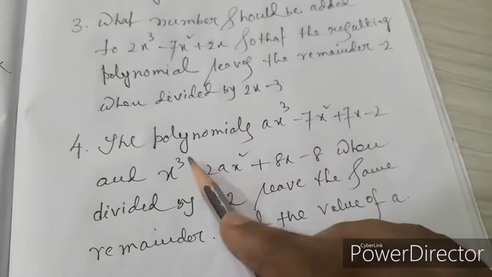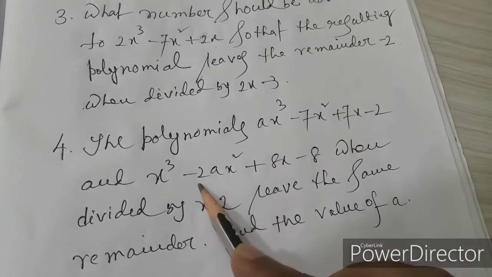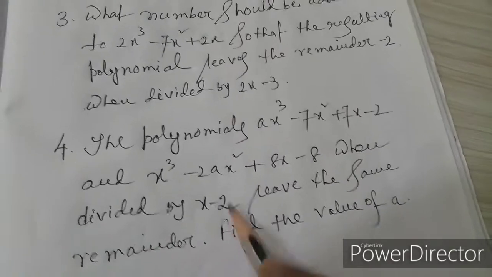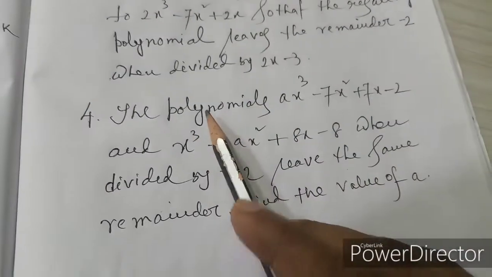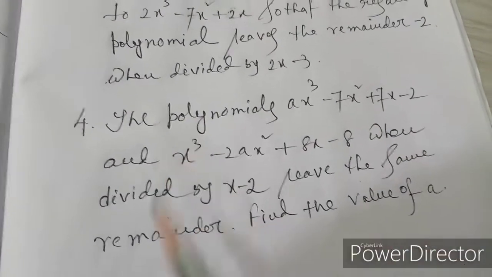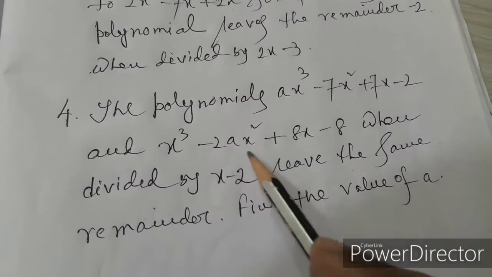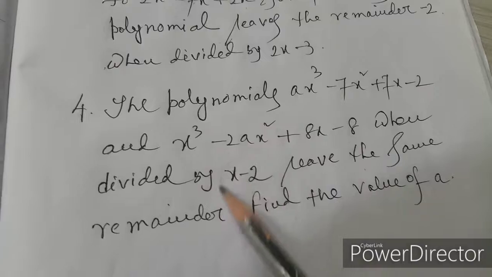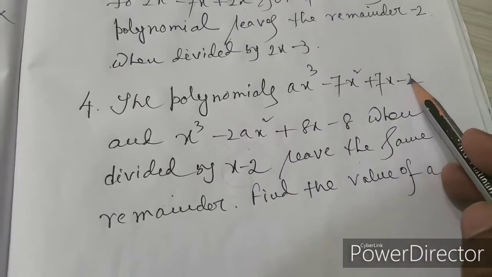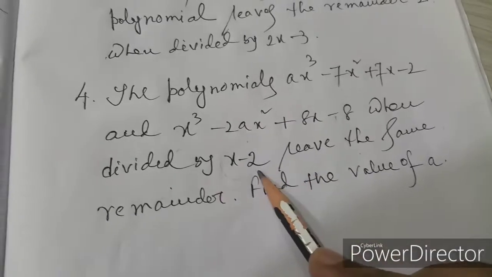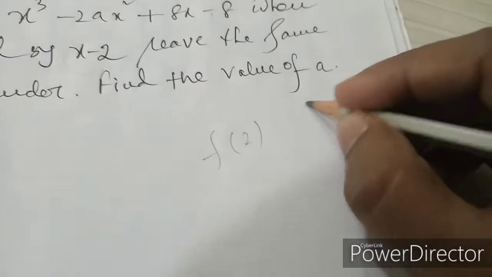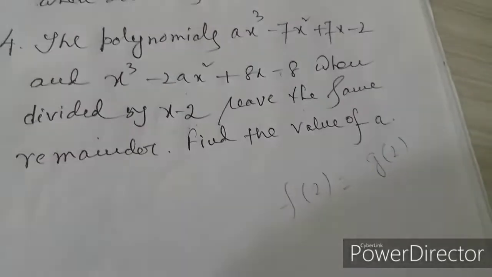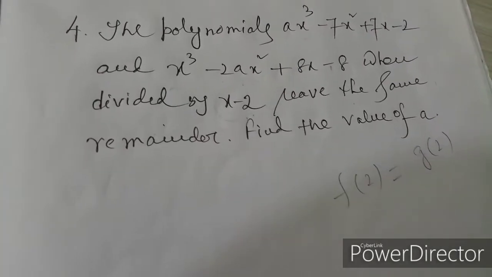And the last one: the polynomials this one and that one, when divided by x minus 2, leave the same remainder, find the value of a. Now we'll give the hints for question number 4. Since here we divide both polynomials by x minus 2, if we consider this one as f(x) and this one as g(x), we have to find f of 2 and g of 2. Since they leave the same remainder, they are equal. And from this relation, you can find a. Thank you so much.